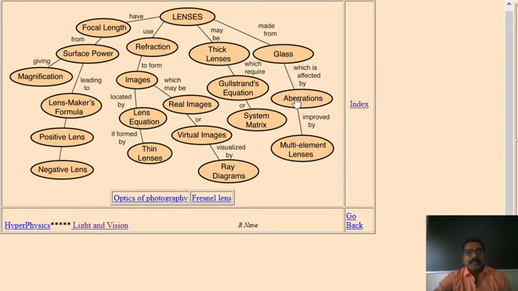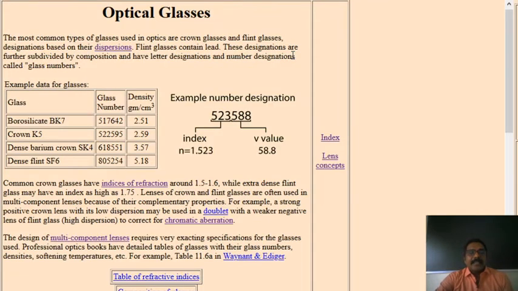Firstly, I want to explain what a lens is. A lens has two curved surfaces and is transparent, like glass. Glasses are generally of types: borosilicate glass, crown glass, dense barium crown glass and flint glass. Usually the lenses are made with crown glass and flint glass.